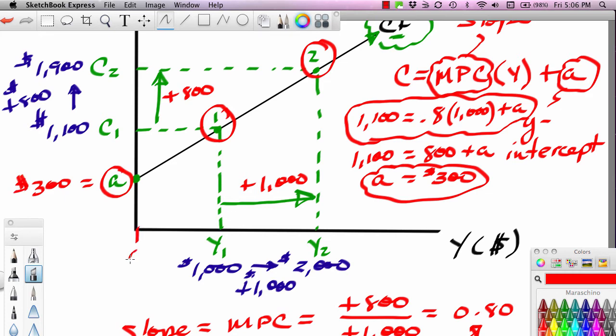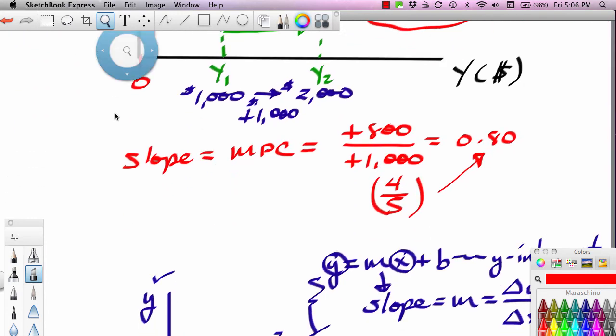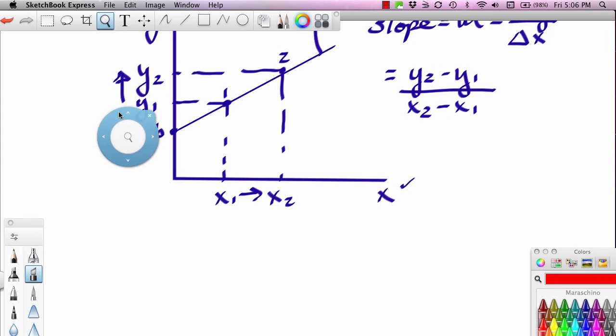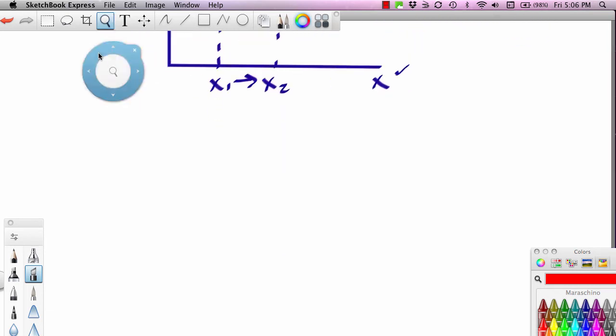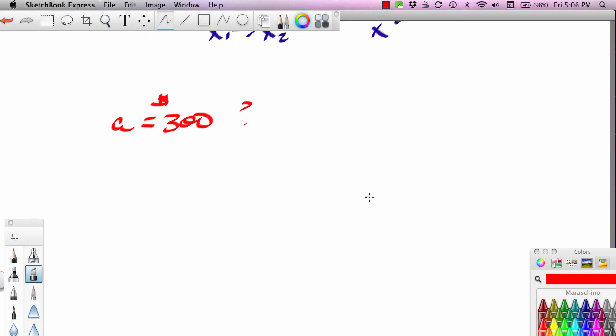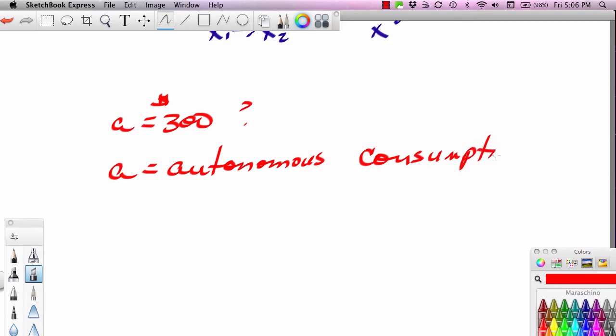Now, what is A? Let's just talk about A for a second. Let me go ahead and scroll down. I'm going to need to find a little bit more room here, and I can talk about what A actually is. I said up here that A actually equals 300, but what does that mean? What's the idea there? Well, A is what we call autonomous consumption.